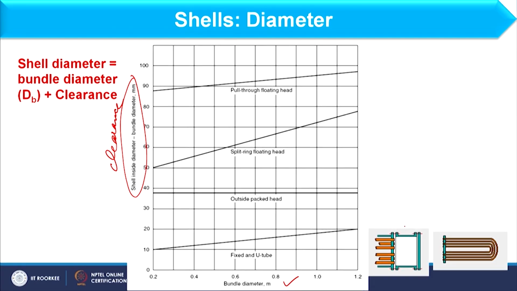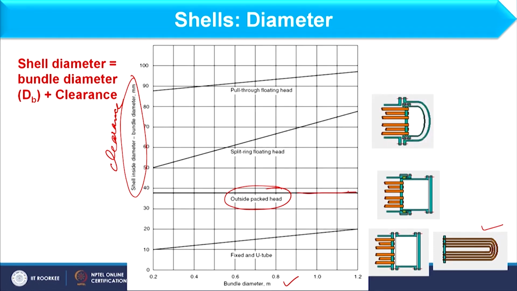So here we have the fixed tube sheet, and here we have the U tube. So accordingly we can calculate, so accordingly we can see the clearance. Similarly for outside packed bed, meaning external floating head, the external floating head has nothing to do with the bundle diameter. So in this case the clearance does not depend on the bundle diameter, right.